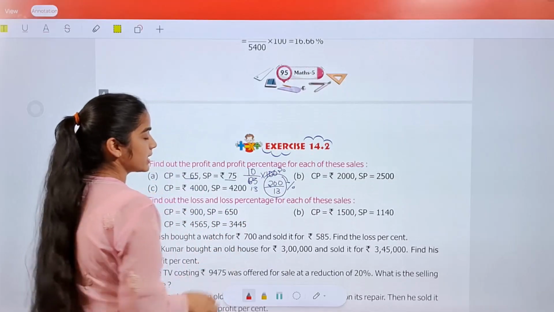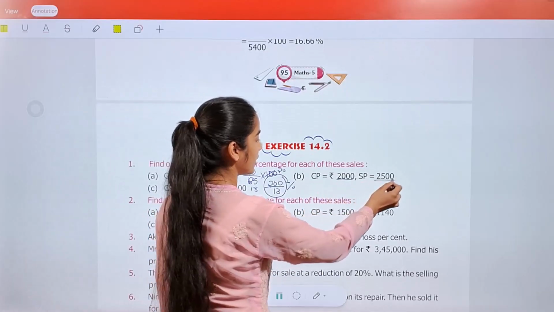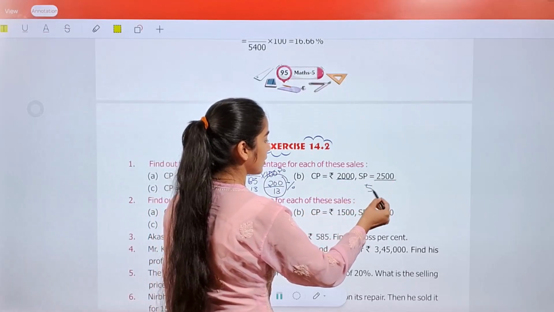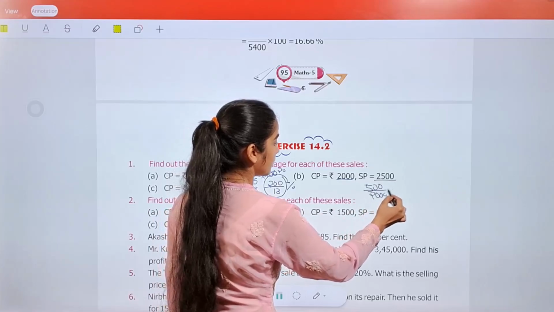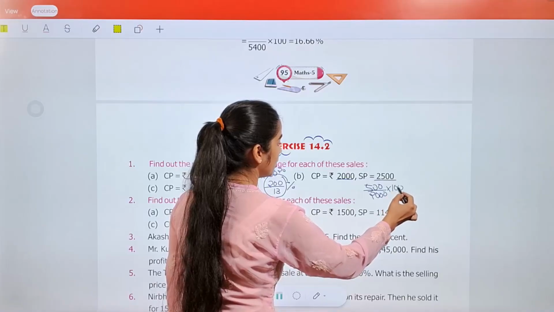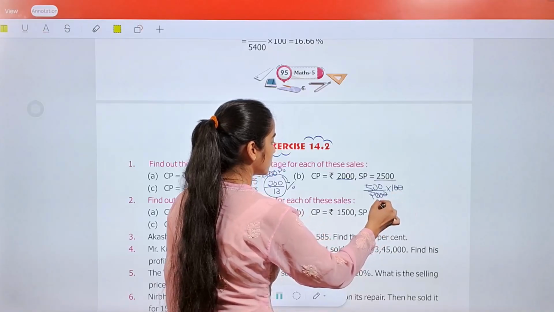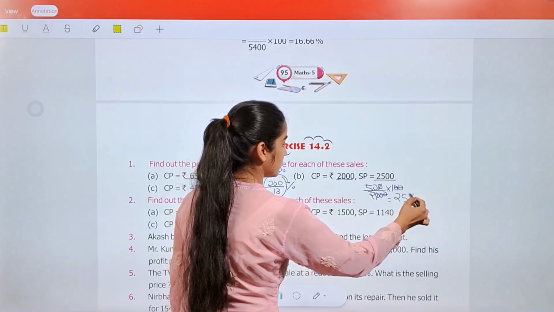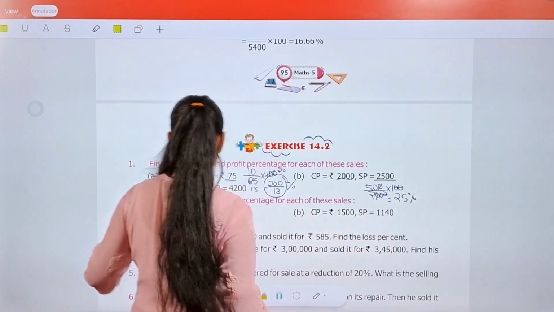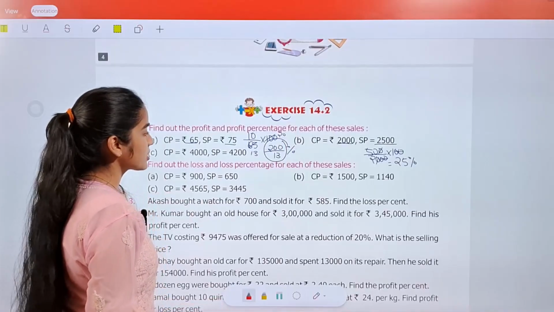Okay, next we have 2000, 2500, which means 500 profit upon 2000 multiplied by 100. Two zeros cancel out with two zeros, 2 cancels. Your answer is 25%.